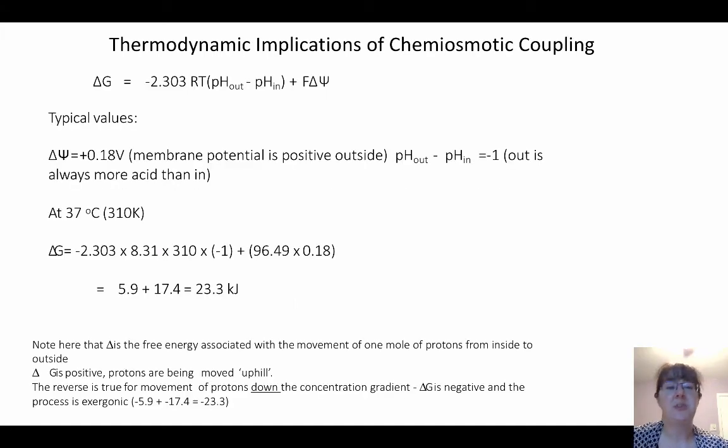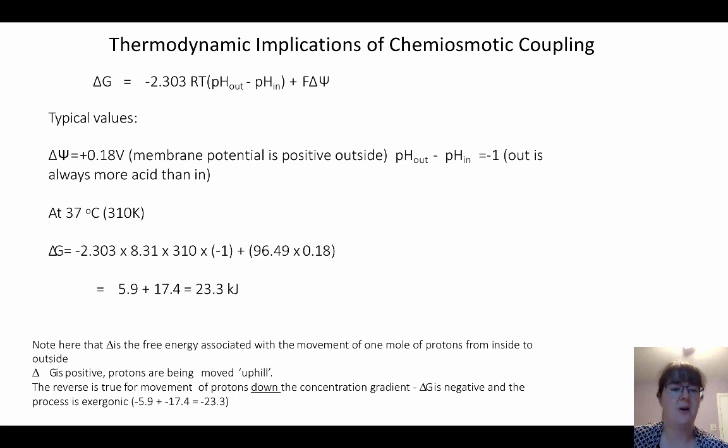So if we're actually going to use these with typical values, that membrane potential is usually positive, that positive 0.8 volts. Then when we take into account pH out minus pH in, realize that that inner membrane space is more acidic. So since that out is usually going to have a lower pH than the pH inside of the mitochondrial matrix, you're usually going to get a negative number for that. Then again, temperature needs to be in Kelvin.